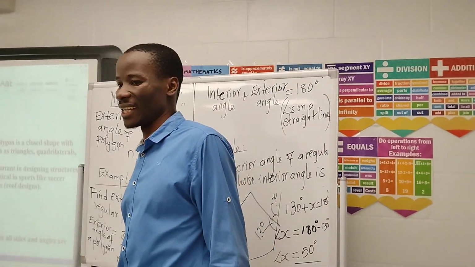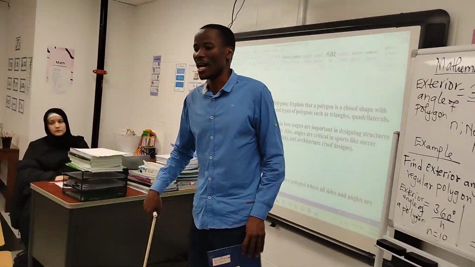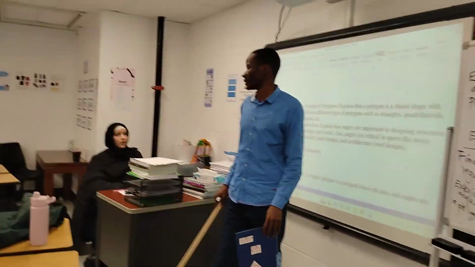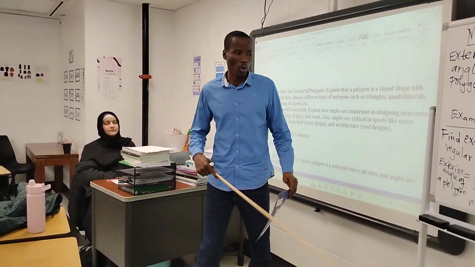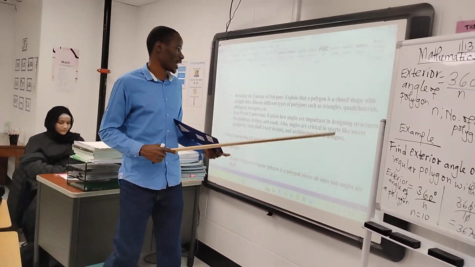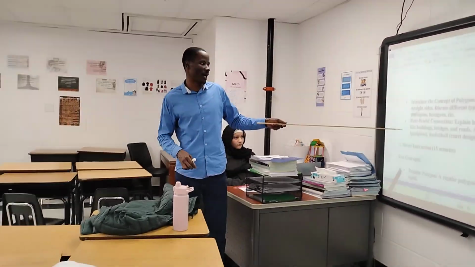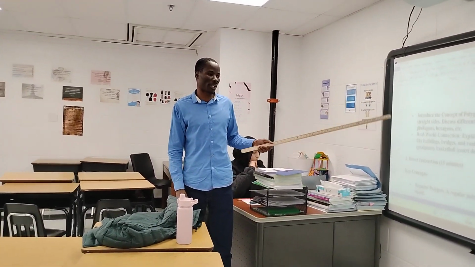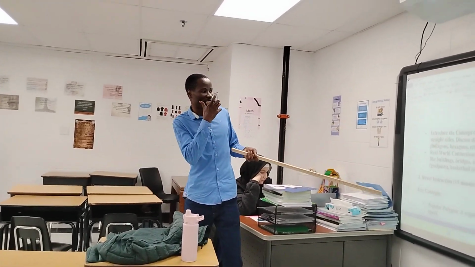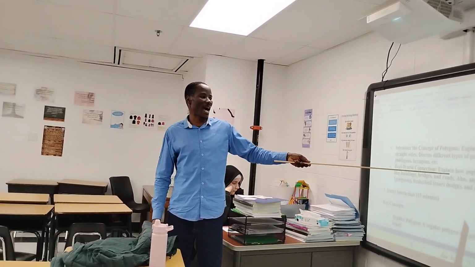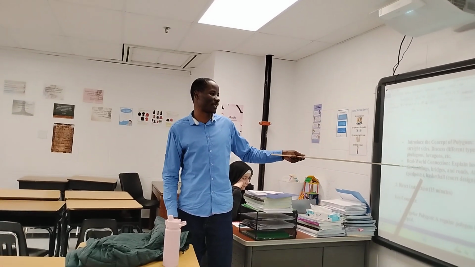A nonagon has how many sides? 9 sides. An octagon has how many sides? 8 sides. So we need to know about all that. Now, those are the concept of knowing what this is. Then real world connection. For example, explain how angles are important in designing structures like buildings.